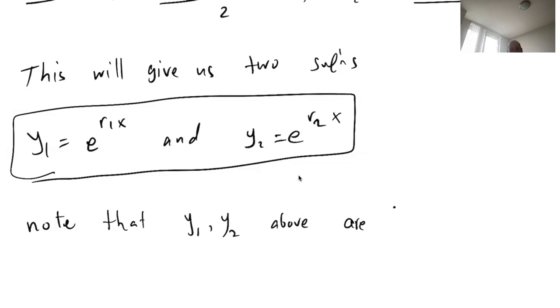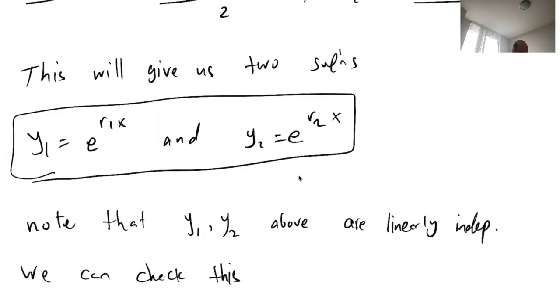Or I can use the Wronskian. In my experience, many students are more comfortable with the Wronskian because it is just a simple calculation of a determinant. If that determinant is non-zero, not the constant function 0, then the functions are linearly independent. So note that y1 and y2 above are linearly independent. We can check this using the Wronskian.